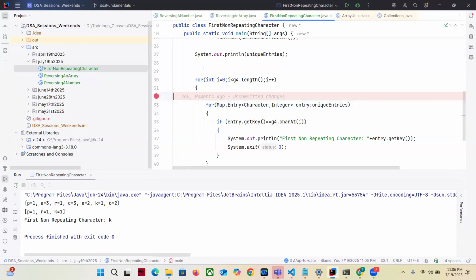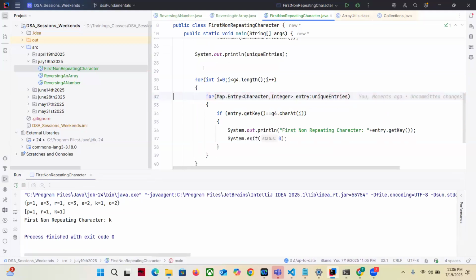Clear? Any doubts so far? Rahul, why are we doing this? Why are we using a loop? I have to compare with the unique entries. What are we comparing? Which comes first. So first I will iterate over the complete string, then in the inner loop, I will iterate over all the entries.